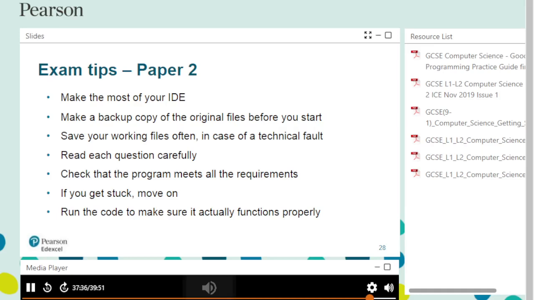Good old-fashioned advice that applies to all exams: if they get stuck on a question, they should move on to the next one. They can always go back if they have time at the end. Be sure to run the code to make sure it actually functions properly. If part of your code doesn't work or run, then comment it out. This way, the remainder will actually run. There'll be more about this in the session on paper 2 later in this series.